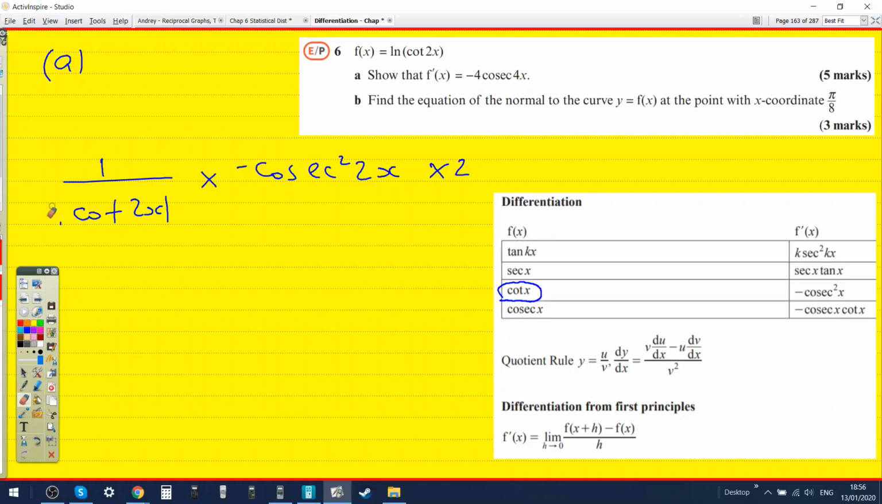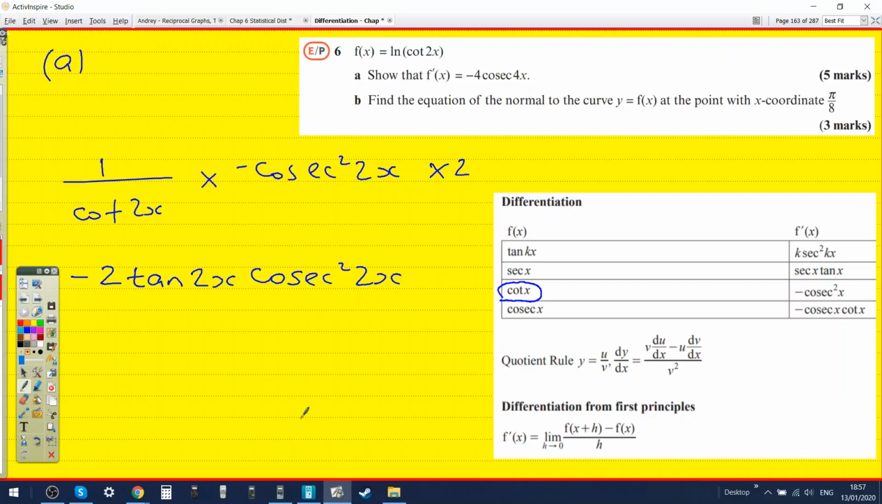And if it helps, we'll just be dealing with cot 2x. So then minus cosec 2x again. Oh no, we don't differentiate that, do we? No. Simplify. What is cot? Cot is cos over sine. What is 1 over cot? Oh, it's just tan. So then this becomes tan 2x times minus cosec squared 2x times 2. And I'll just put the minus 2 at the front.